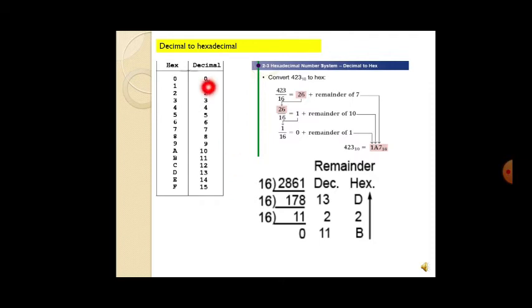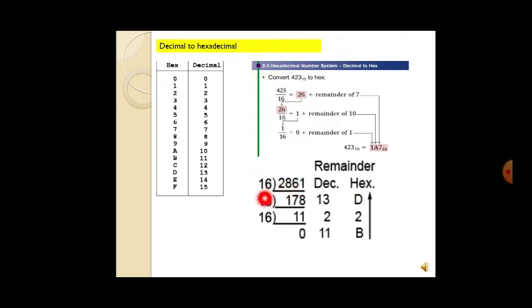Next, decimal to hexadecimal. So you can just see the hexadecimal values here and the decimal values here. So for 10 it is written as A, for 11 it is written as B. So one number is there, 2861. We are going to divide it by 16 to get the hexadecimal number.